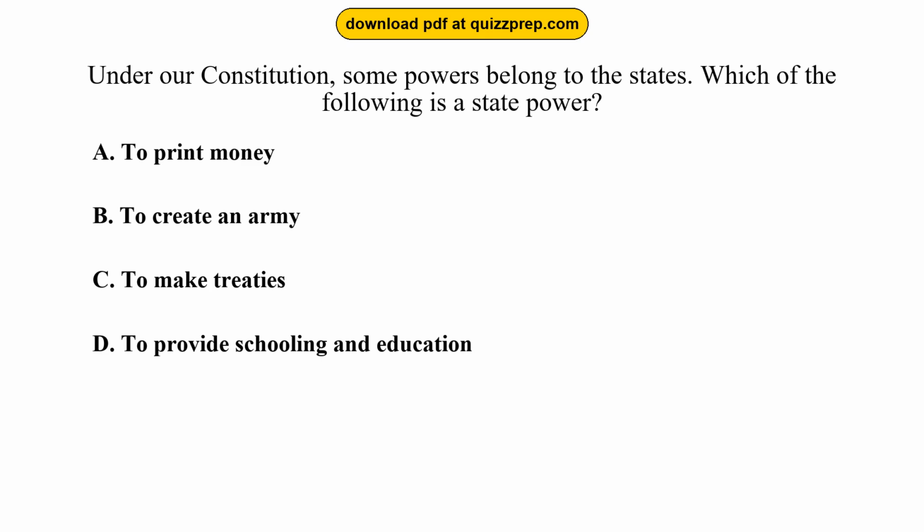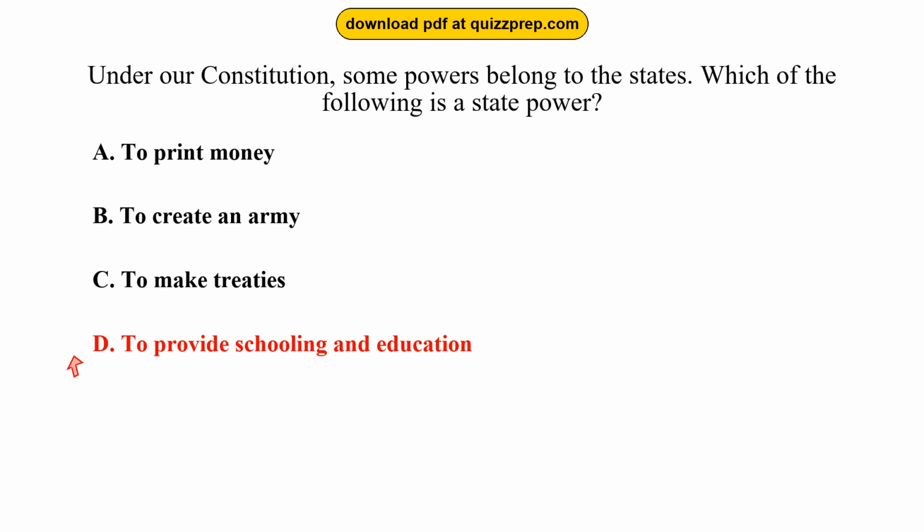Question 51. Under our Constitution, some powers belong to the states. Which of the following is a state power? Option A, to print money. Option B, to create an army. Option C, to make treaties. Option D, to provide schooling and education.